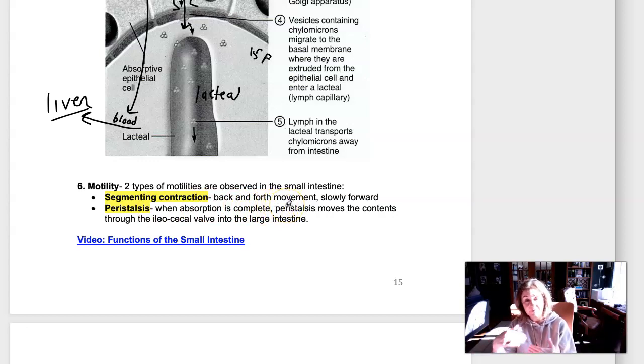through the small intestine to the large intestine, and at the end of the small intestine there is a valve there. It's called the ileocecal valve, and that's where the ileum, the last portion of the small intestine, connects to the cecum, the first portion of the large intestine. And so we'll move on to the large intestine.